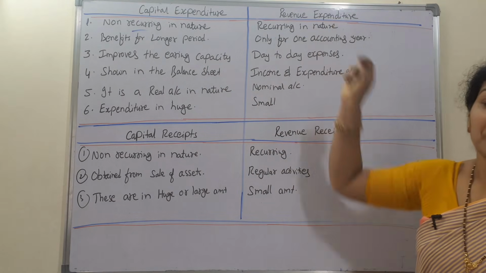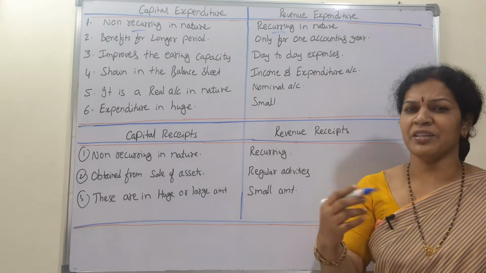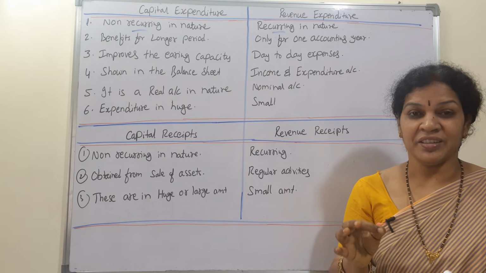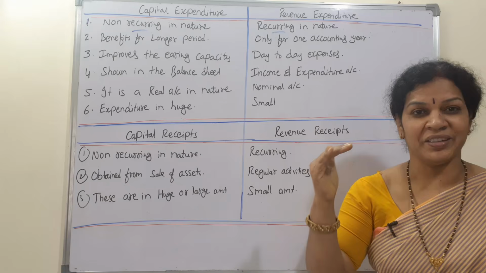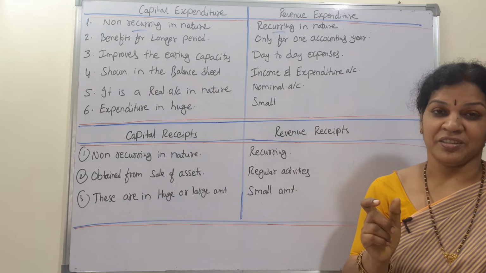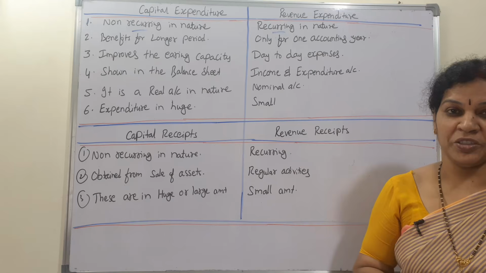Now here, revenue expenditure, we say it is recurring, it comes continuously. For example, rent, salaries: every month you have to pay rent, every month you have to pay the salaries. Like recurring nature, that is why these kinds of items we take into the income and expenditure account.